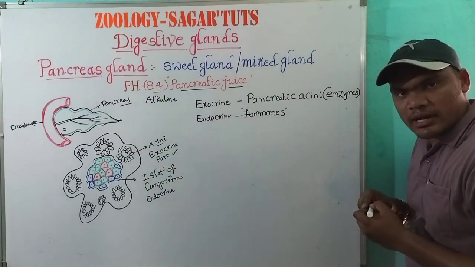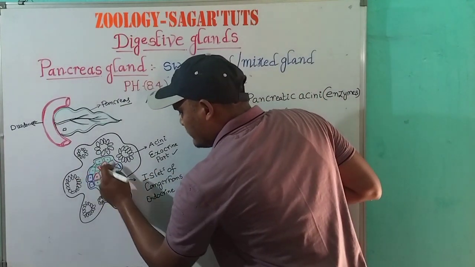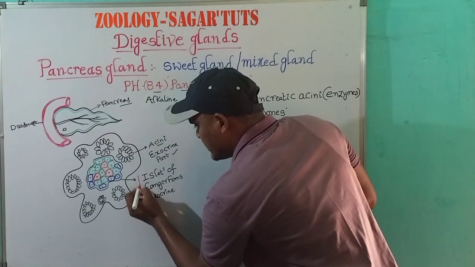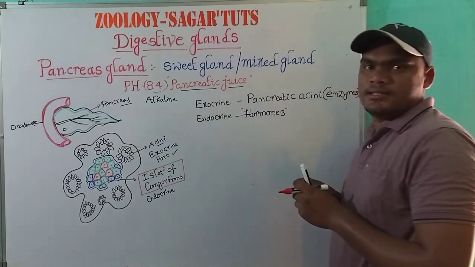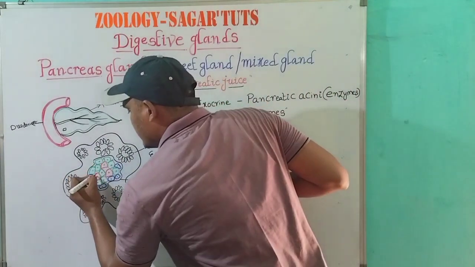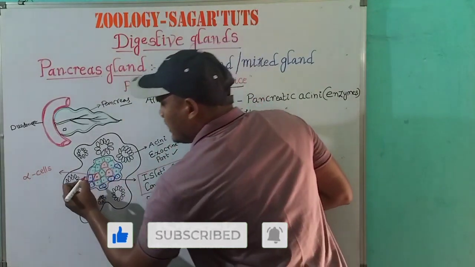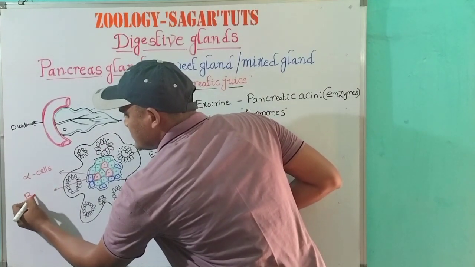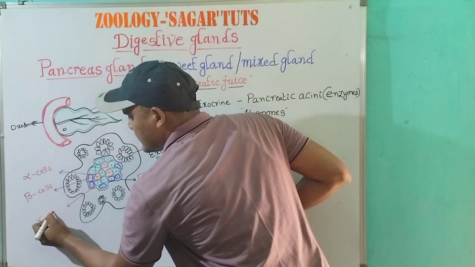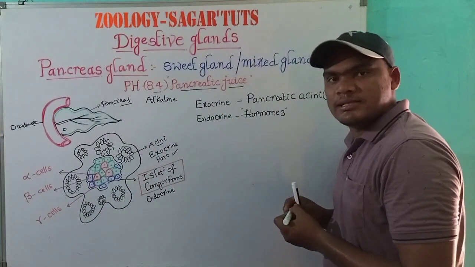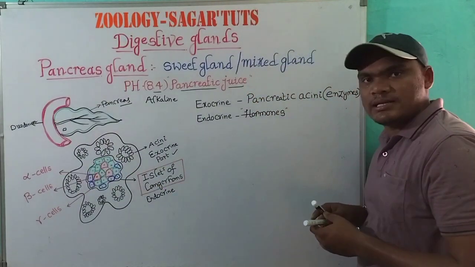So what are the hormones? The hormones are located in the islets of Langerhans cells, which contain several cell types. First one is alpha cells, the blue color I mentioned is beta cells, and the green color is gamma cells. So alpha cells, beta cells, gamma cells are present here. These cells together are called the islets of Langerhans.